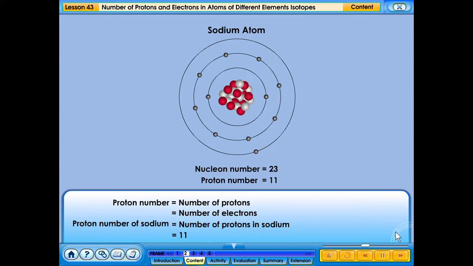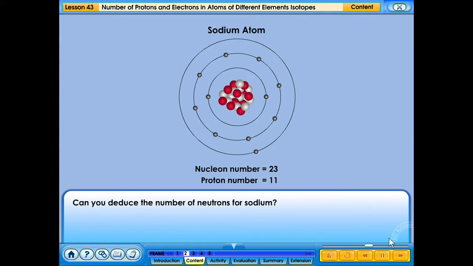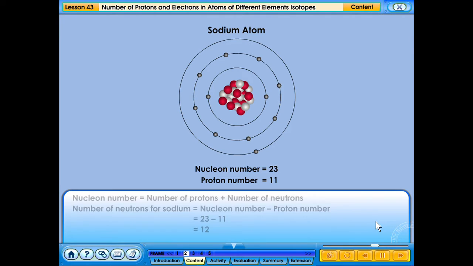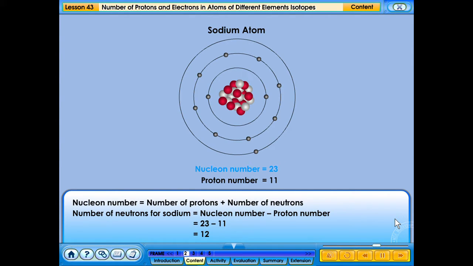Can you deduce the number of neutrons for sodium? Explain how you got the answer. Nucleon number is the sum of the number of protons and the number of neutrons. The number of neutrons for sodium can be obtained from the difference between nucleon number and proton number. The number of neutrons for sodium is 12.